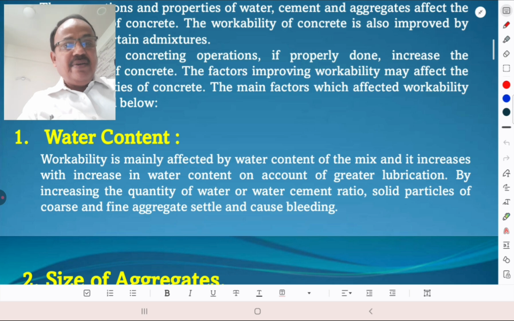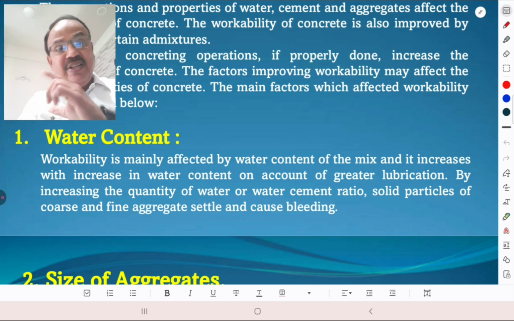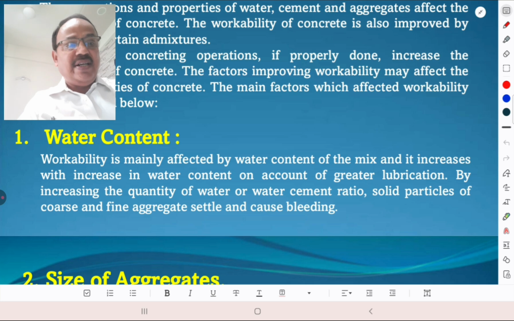First is the water content. Workability is mainly affected by the water content of the mix, and it increases with the increase in the water content on account of greater lubrication. By increasing the quantity of water or water cement ratio, solid particles of coarse and fine aggregates settle and cause bleeding.